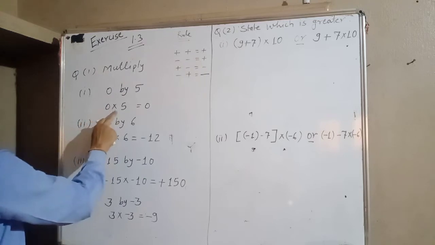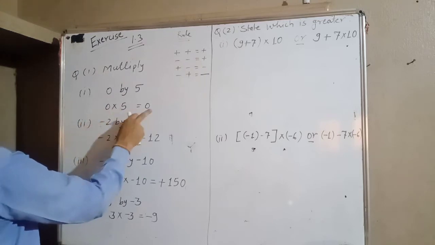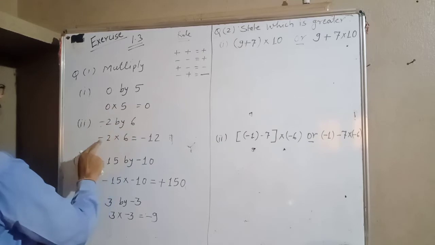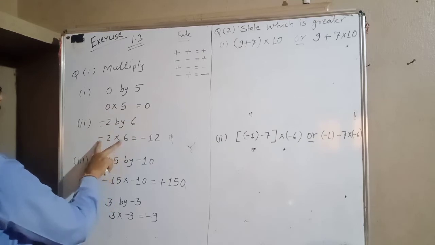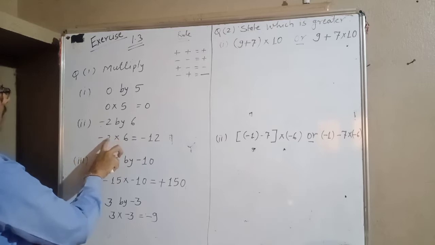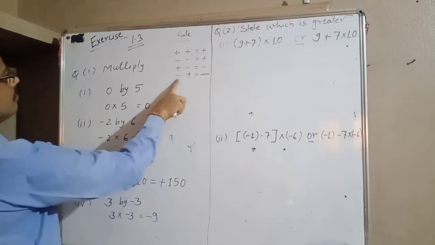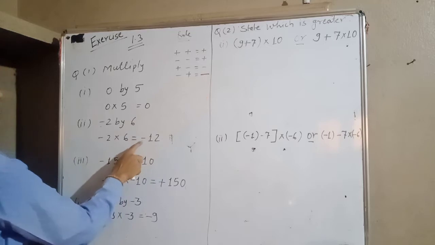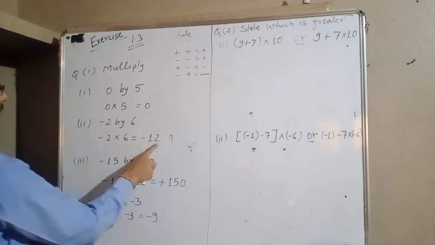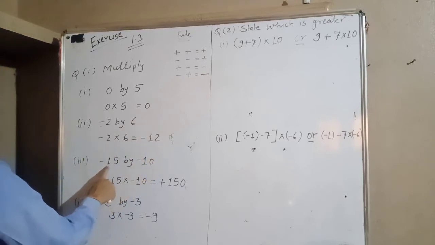Now 0 into 5, 5 zeros are 0. Minus 2 by 6, so minus 2 into 6, minus sign, plus sign. First we have to multiply their signs. Minus plus is minus. That's why we have to put the minus. Then 6 twos are 12. 12 is the answer.